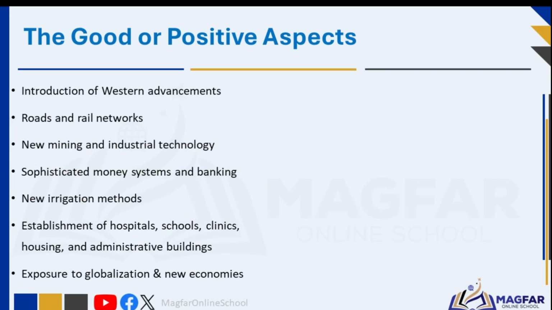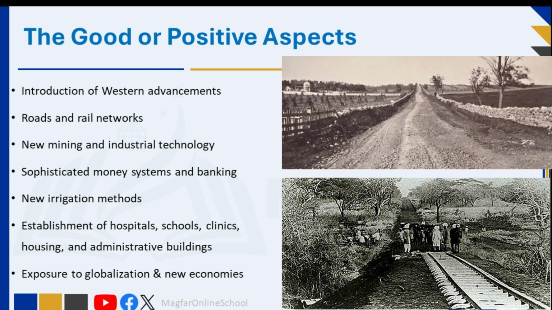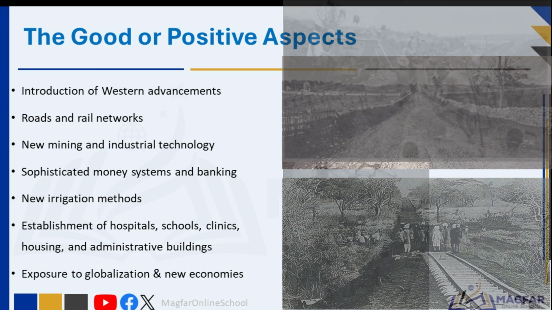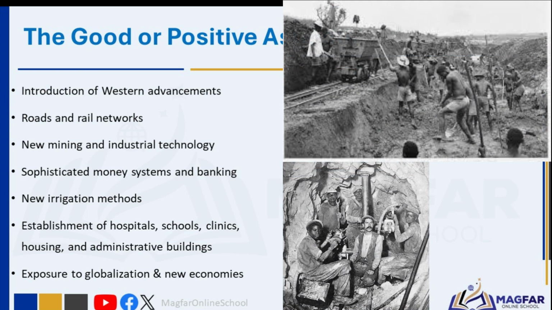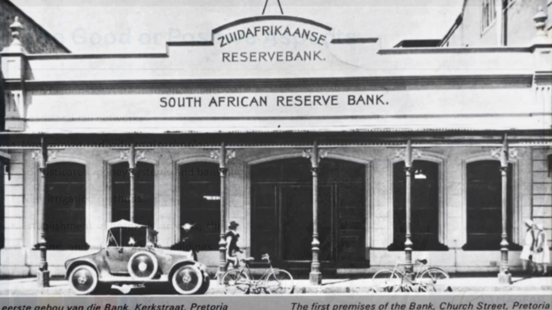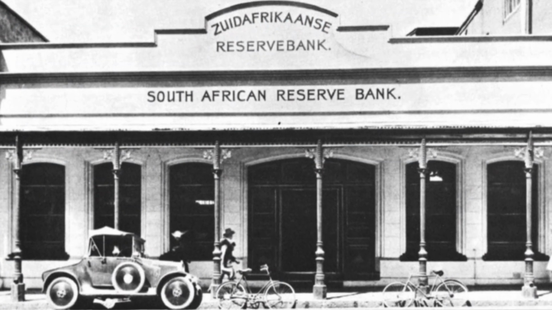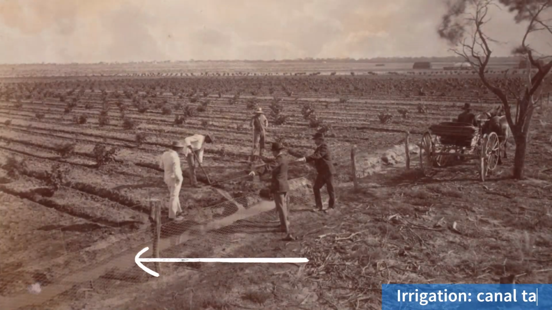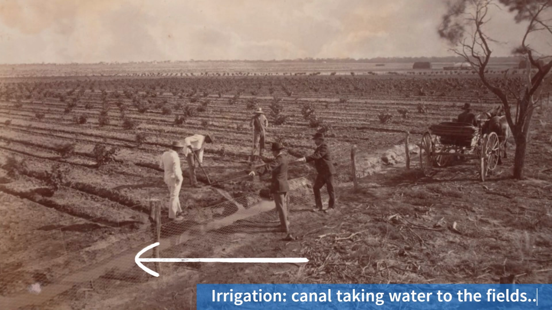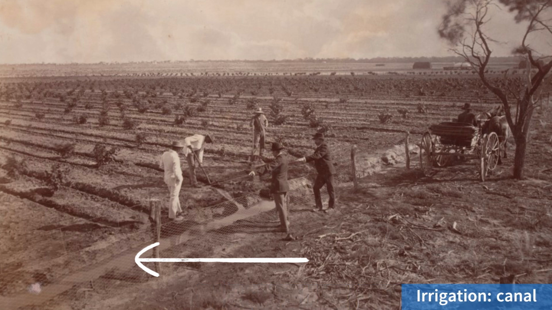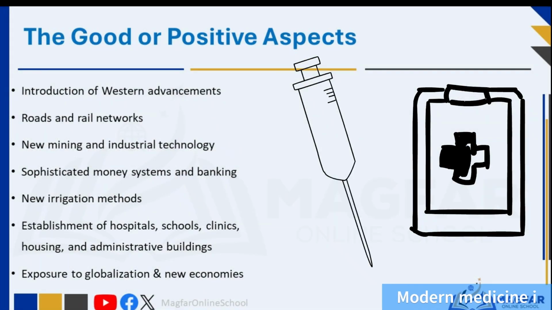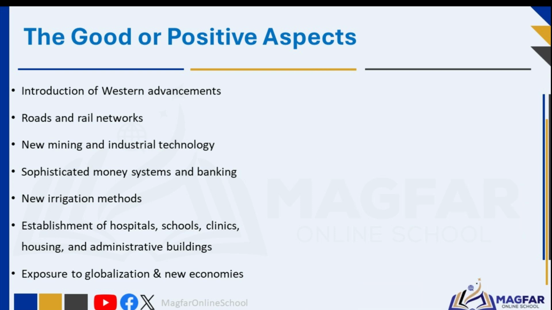On the positive side, a Western way of life was introduced, which had some positive aspects. Roads and rail networks were built, helping to develop economies. New mining and industrial technology was brought to Africa, along with more sophisticated money systems and banking. New irrigation methods were introduced, and hospitals, schools, clinics, housing, and administrative buildings were built. Africans also learned about new economies through globalization.